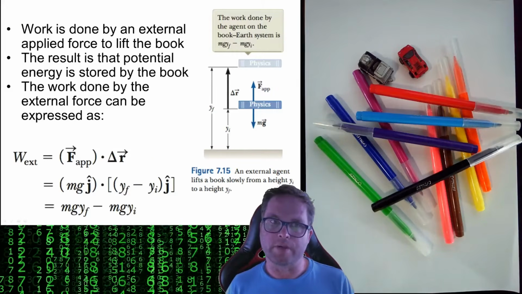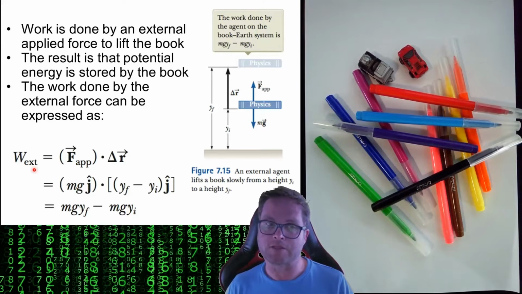So in this example, we're going to be looking at the work done by an external applied force to lift the book. And this results in the potential energy that's stored in the book increasing. So here we have a force being applied, and this force is lifting a book. So the work done by the external force can be expressed as follows. We have the work done by the external force, that's what EXT means, is equal to the applied force dotted with the displacement vector. Remember, this is from the definition of work.